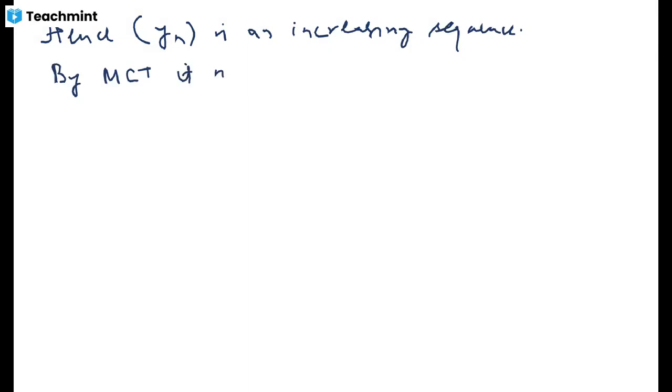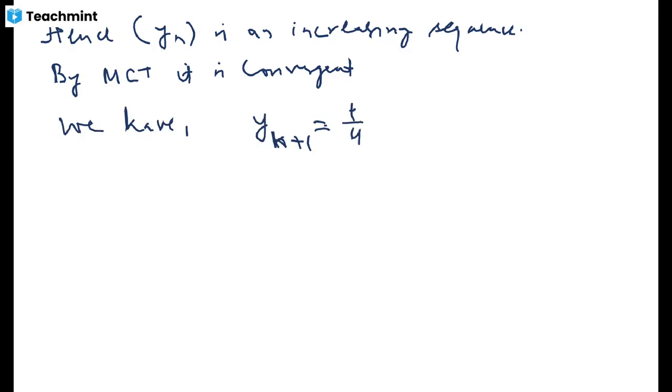it is convergent. As we saw in the statement of the monotone convergence theorem, it told you that the limit of this increasing sequence is going to be the supremum. But in case of this sequence, the terms are given inductively, and finding the supremum is not an easy job here.